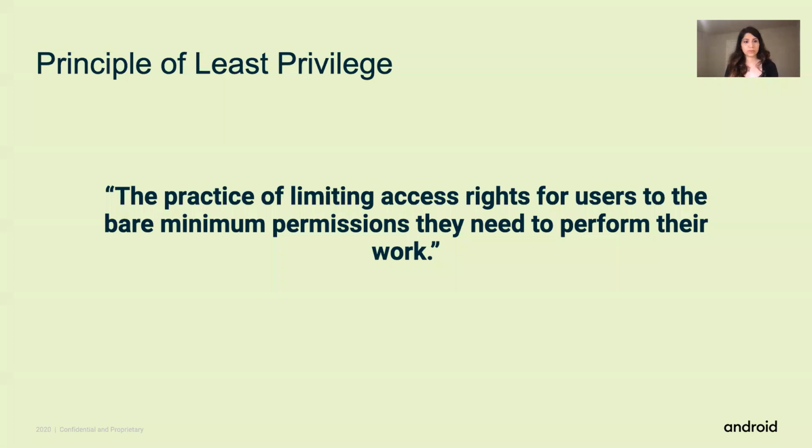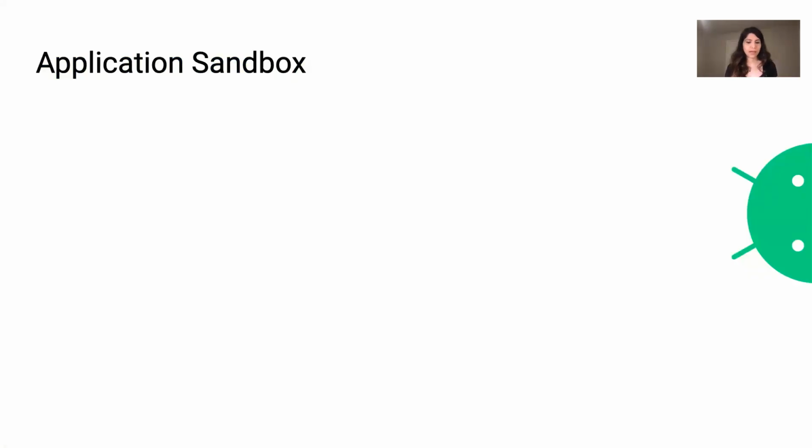Here I would like to start with the infamous principle of least privilege. This is a security principle, which means the practice of limiting access rights for users to the bare minimum permissions they need to perform their work. This principle applies to Android as well. All third-party applications and system services should be operating with nothing more than the privileges that they need for their functionality. This is done in order to minimize the attacker's impact in case the attacker manages to compromise one of these modules. So to realize the principle of least privilege, Android has isolation mechanisms.